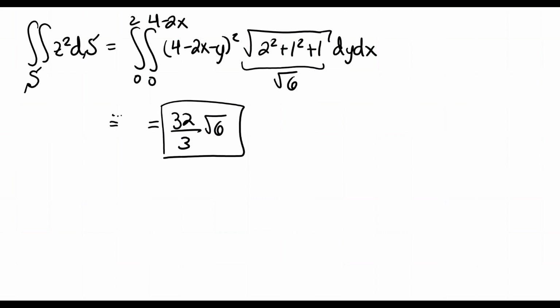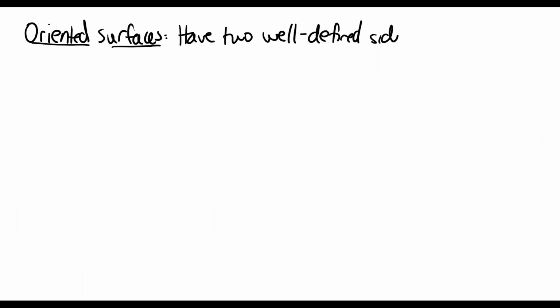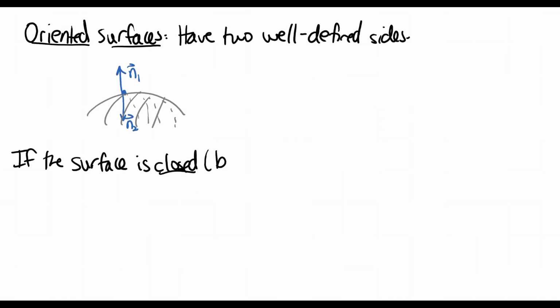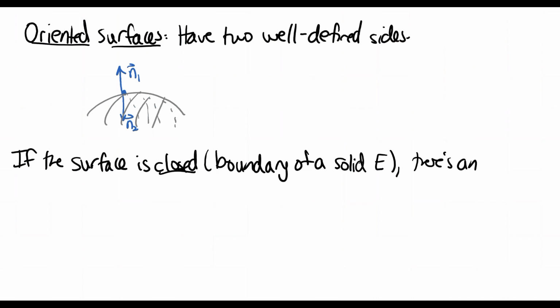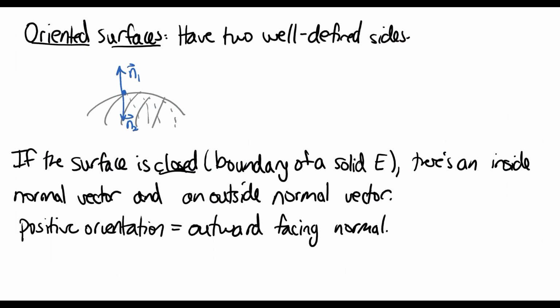Now, just like with line integrals, we're going to do surface integrals of vector fields. We had to be careful about the direction on line integrals, and we're going to have to be careful about direction here too. How we talk about direction with surfaces is with orientation. An orientable surface has two well-defined sides. In other words, at any point, there are two unit normal vectors as shown in this drawing. If the surface is closed, meaning it's the boundary of a solid E, then there's an inside normal vector and an outside normal vector. We call positive orientation the side where the normal vector points outwards from E.